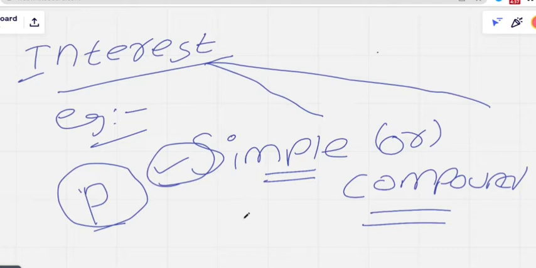Compound interest is based on the principal amount and the interest that accumulates in every time period. In simple words, compound interest is nothing but interest on interest. So it is calculated on your interest on interest. That is called compound interest.